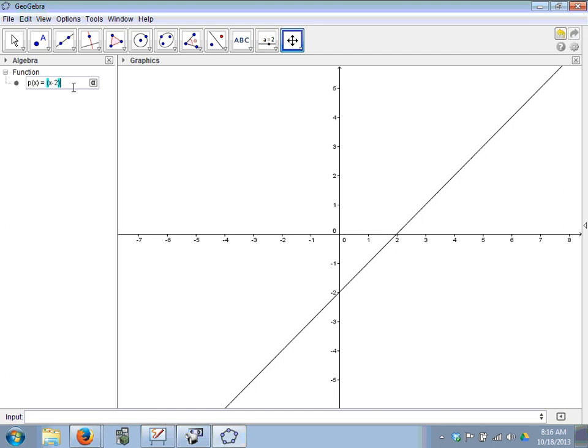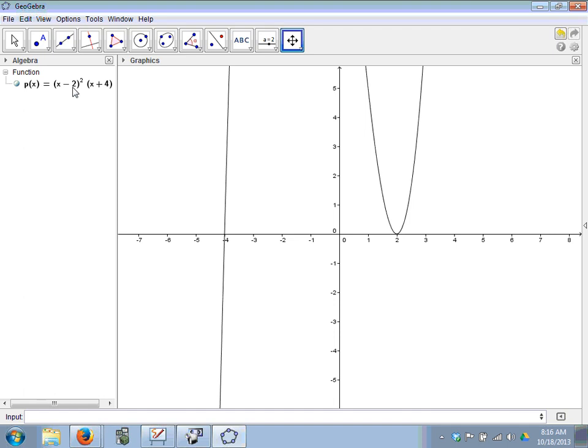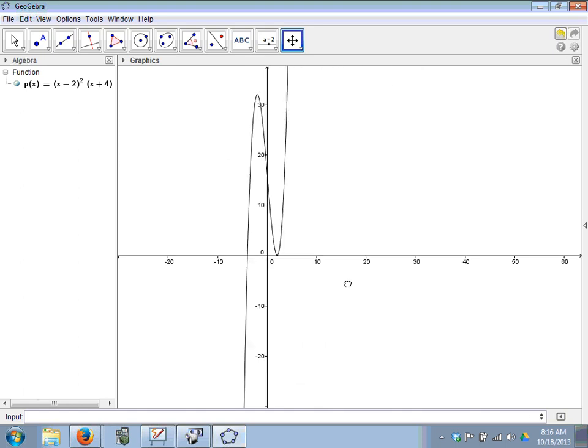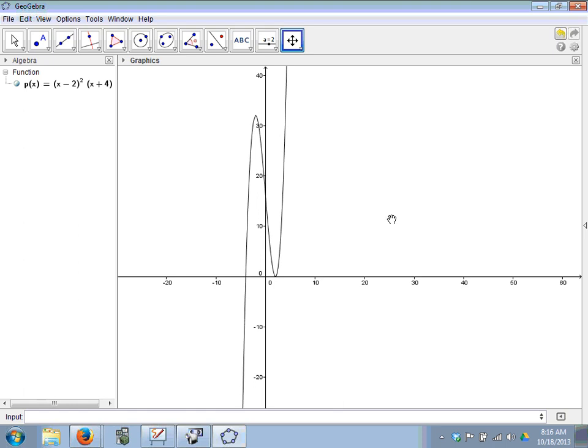Let's do x minus 2 to the second power. What was the other one? X plus 4, yeah. X plus 4. There we go. Now I got to zoom out on that. So this is the graph of a third degree polynomial. But consider the zeros. This 0 right here is negative 4. Why does the graph cross through the x-axis at negative 4?